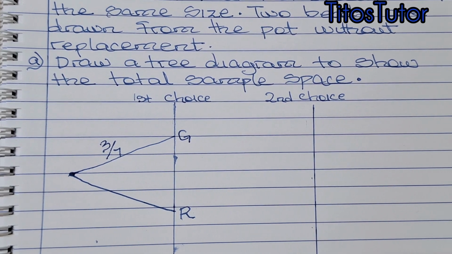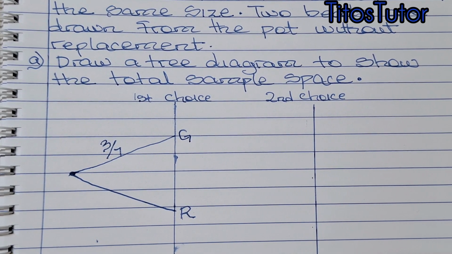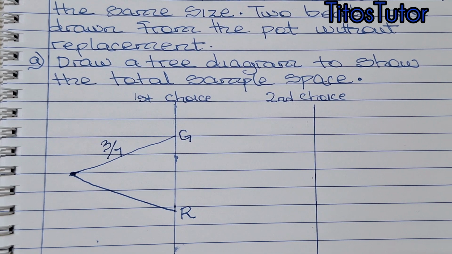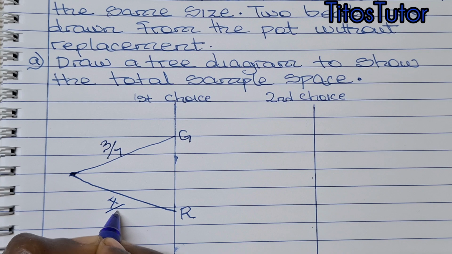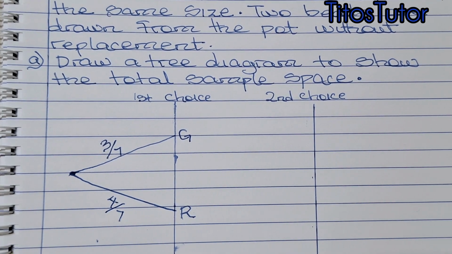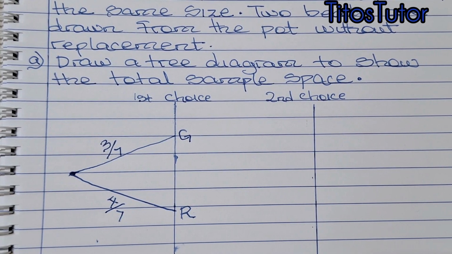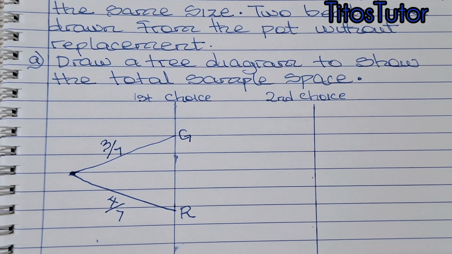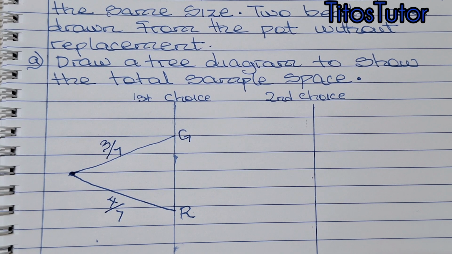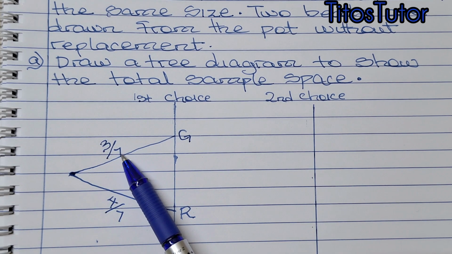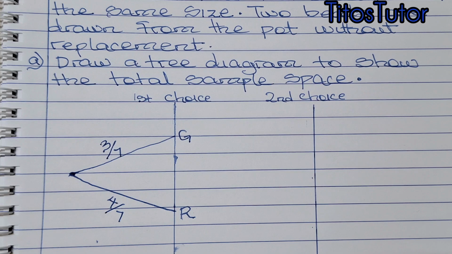Now, if I want to choose a red bead, the probability of choosing a red bead at first is going to be 4 over 7 because there are 4 red beads. So I've made my first choice, either a green or a red. Now that I have made my first choice, I will have to remember that this question says that there's no replacement. So my sample space is going to change from 7 to 6 in my second choice.